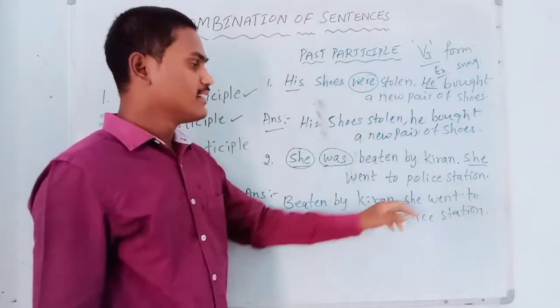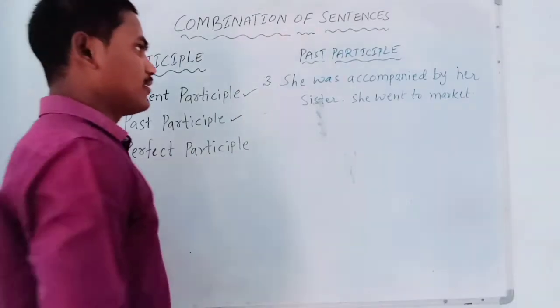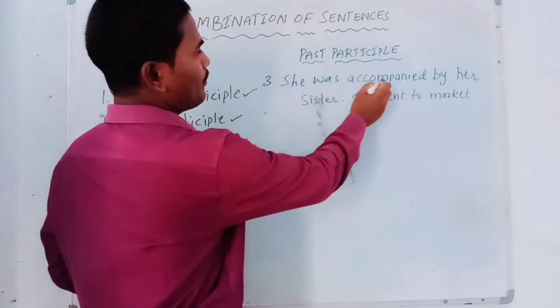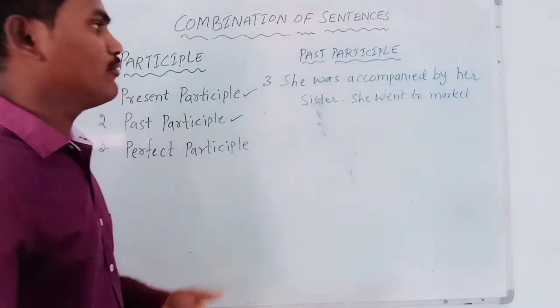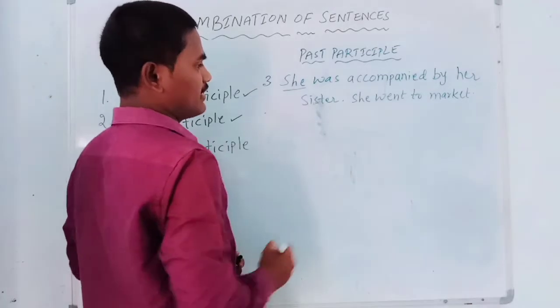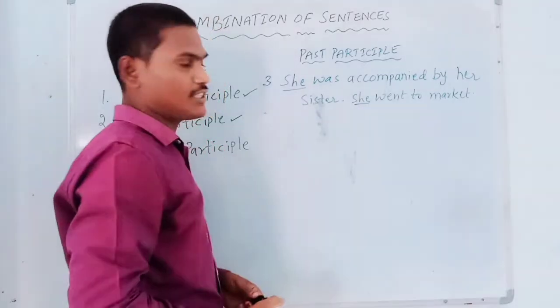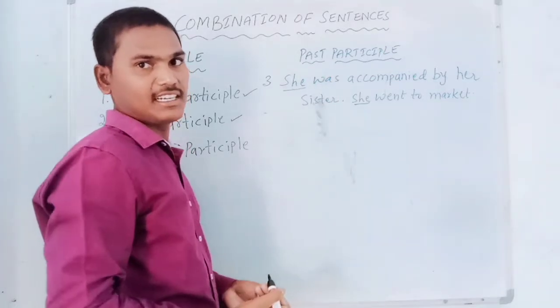Beaten by Kiran, she went to police station. Now please look at the third example. She was accompanied by her sister. She went to market. So now we have to see first subjects. Here the subject is she and here the subject is she. So both are the same subject. That's why we need to remove one subject in the first sentence.